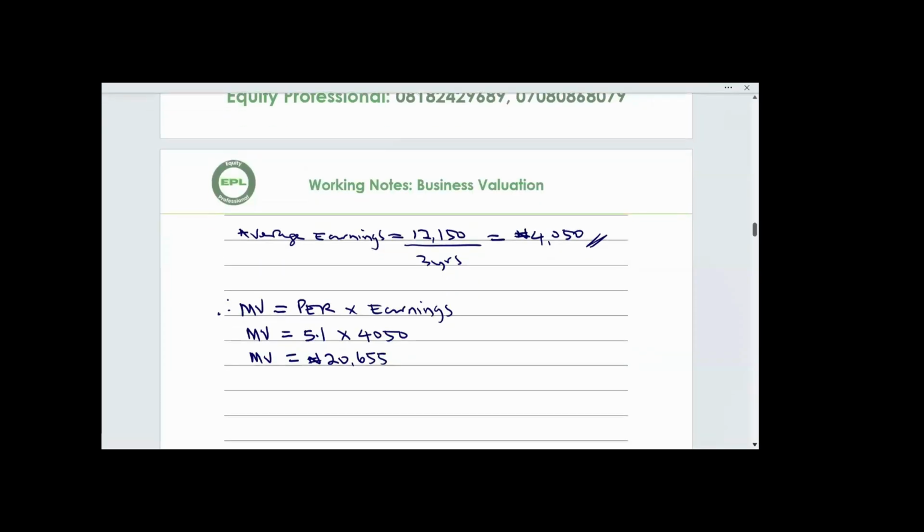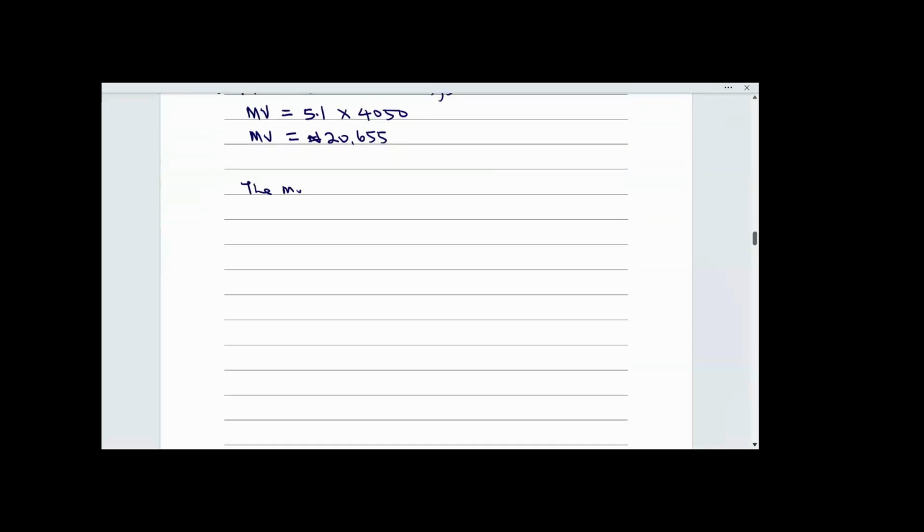So I need to write it out in full. I would then say the market value of Wazobia Limited using PE ratio is 20,655,000 naira. That's that.